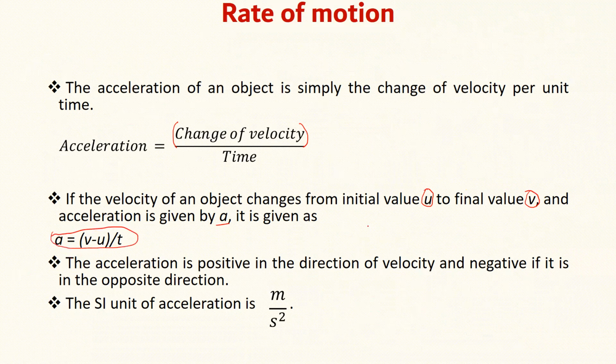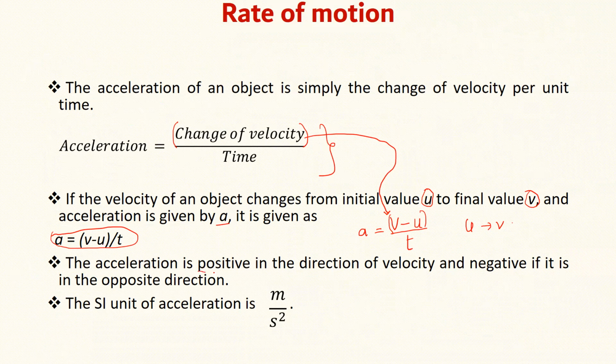So what is acceleration? Acceleration is simply a change of velocity divided by time. Suppose the final velocity which the object has achieved is v, and the initial velocity which the object had was u. Therefore the acceleration would be v minus u. What is v minus u here again? V minus u is equal to this change in velocity, divided by t. t is the time in which the velocity of the object has changed from u to v. So acceleration is equal to v minus u divided by t.